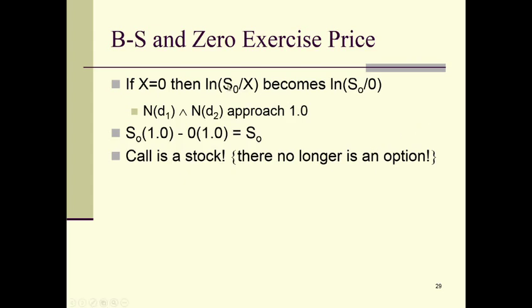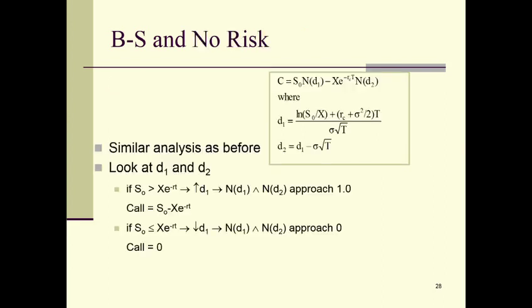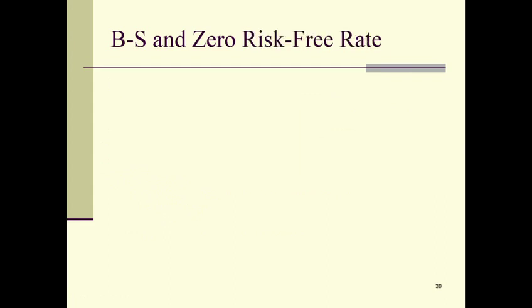The same thing, right? S over X. So if X is 0, it becomes positive infinity. So d1 and d2 approach 1 again, right? So if d1 and d2 approach 1, this becomes S times 1, minus X times 0, but because X is 0, this term is gone, right? So C becomes equal to S, okay? So if you are asked to explain or prove that the value of a call is equal to that of a stock when the exercise price is equal to 0, this is how we're going to prove it. Okay?